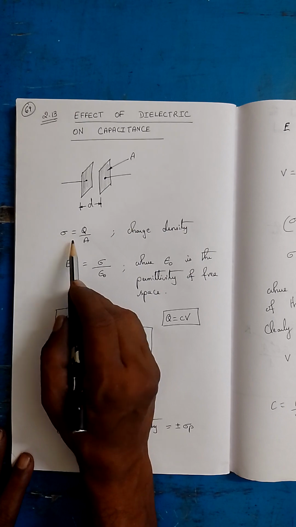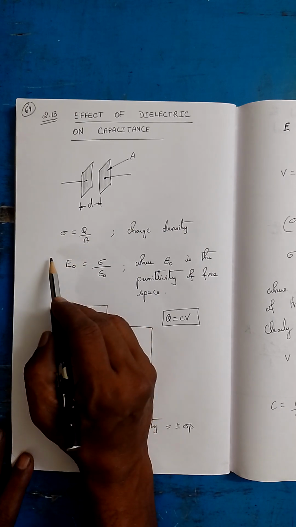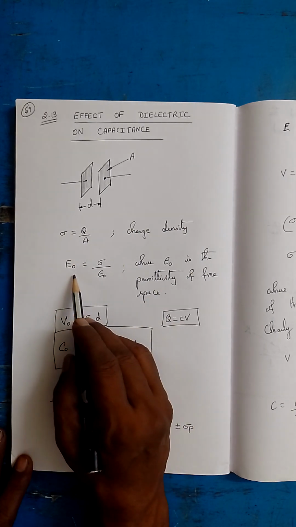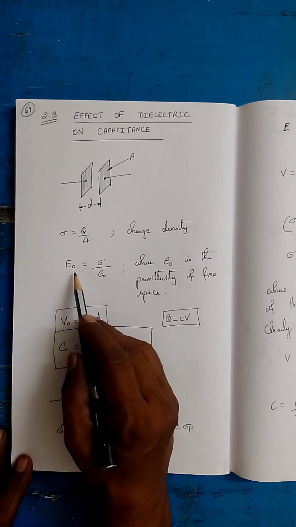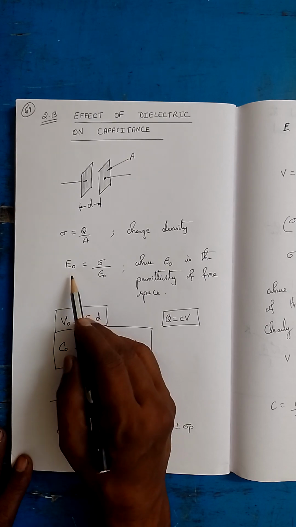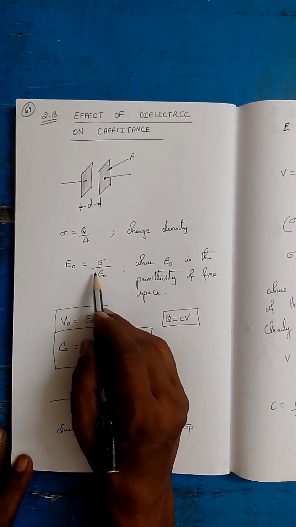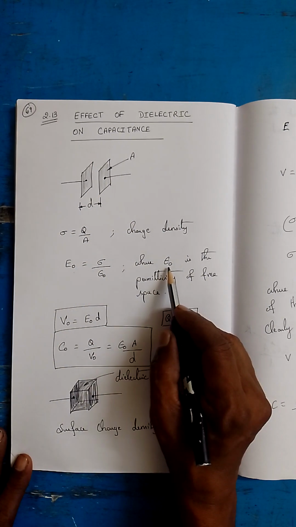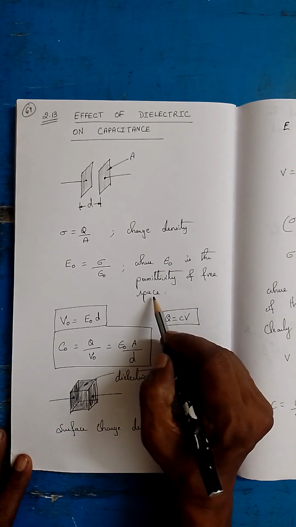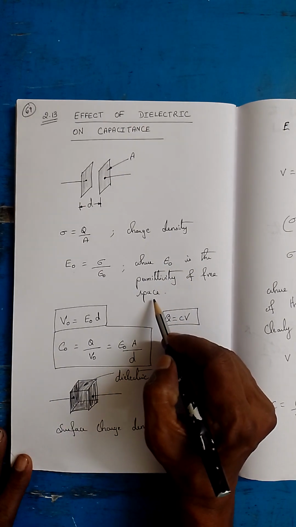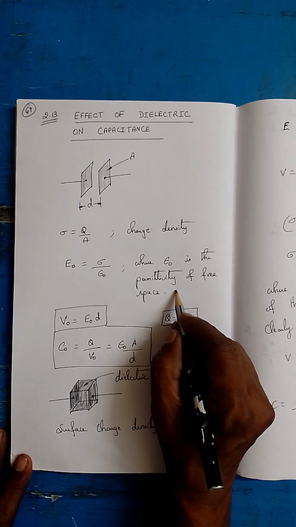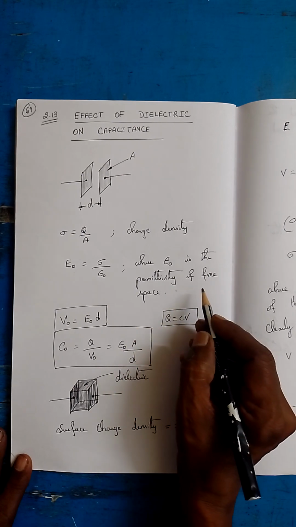Now, the charge density is given by Q by A. Also, E naught, the electric field, where naught corresponds to free space, is equal to sigma by epsilon naught, where epsilon naught is the permittivity of free space, whose value is 8.854 into 10 power minus 12 farads per meter.